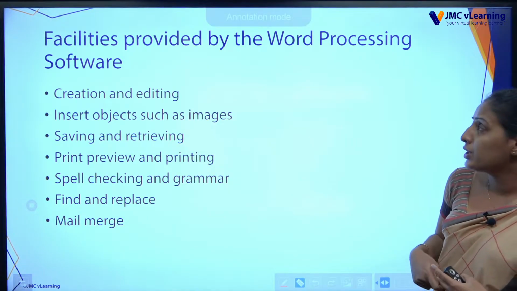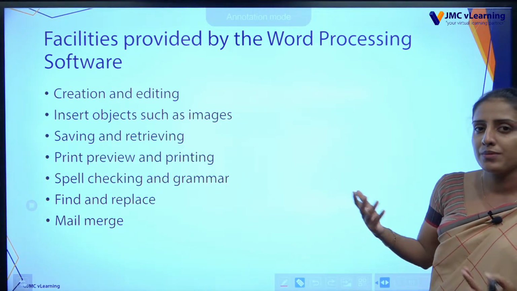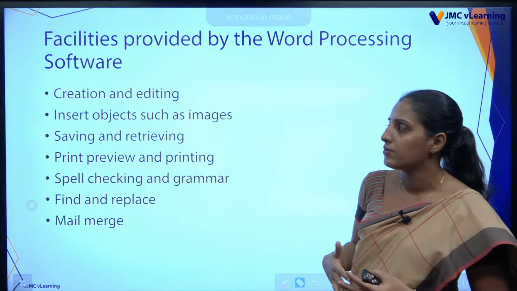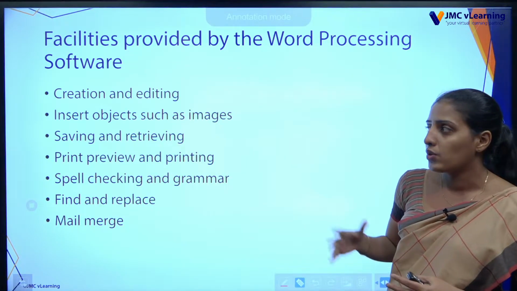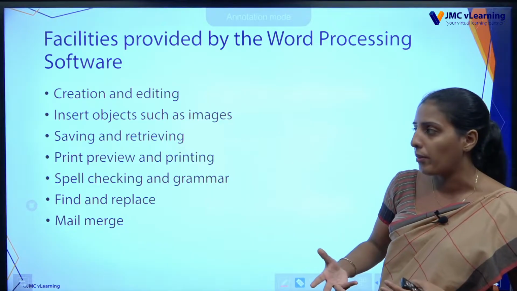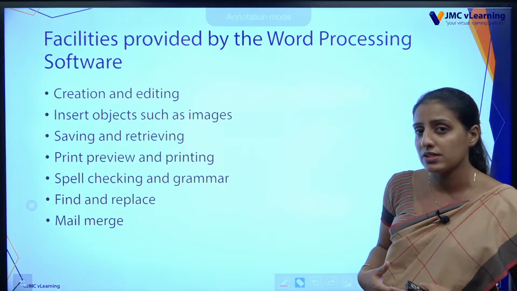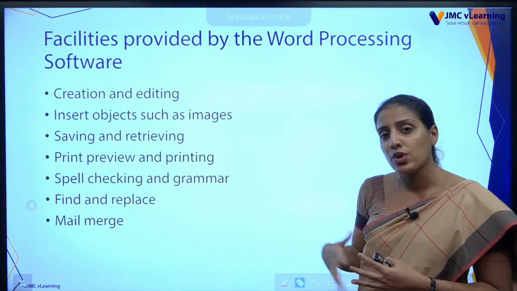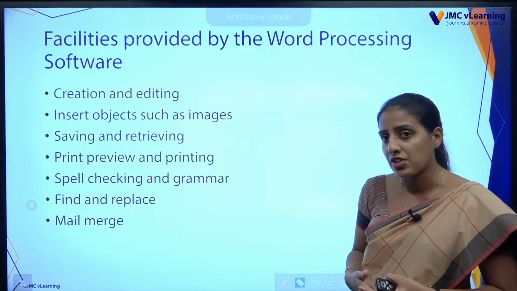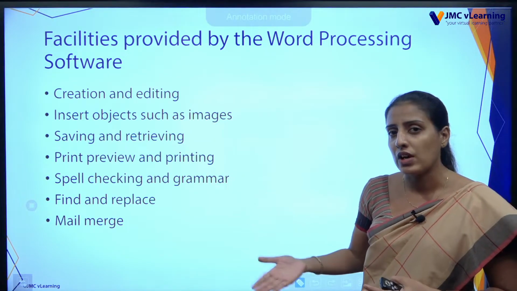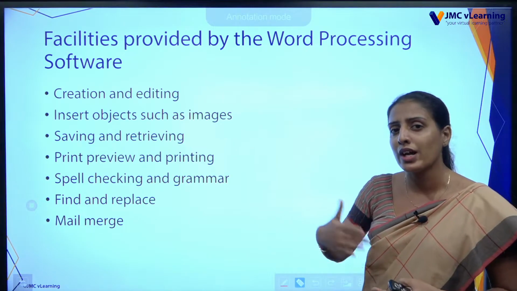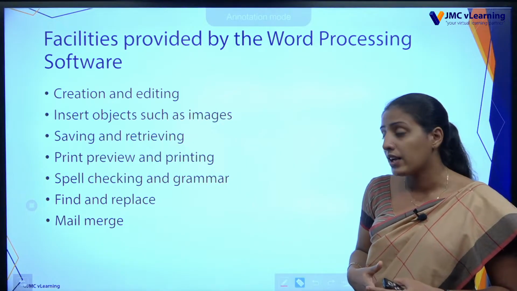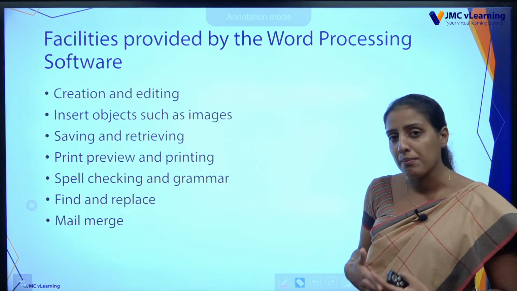Facilities provided by the word processing software. What are the facilities we can gain through word processing software? First one, creation and editing. You can create, and you can edit or format. Insert objects such as images. If you want to show some images, you can insert them into your document. Saving and retrieving: after saving, a few days later you can again modify your document. Print preview and printing, spell checking and grammar, find and replace, mail merge.